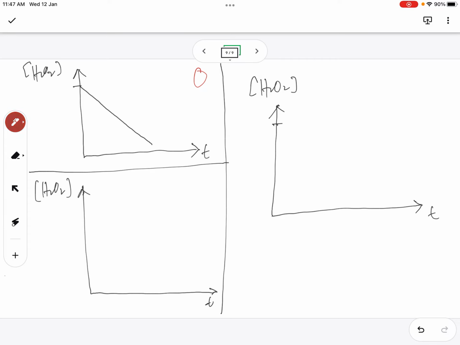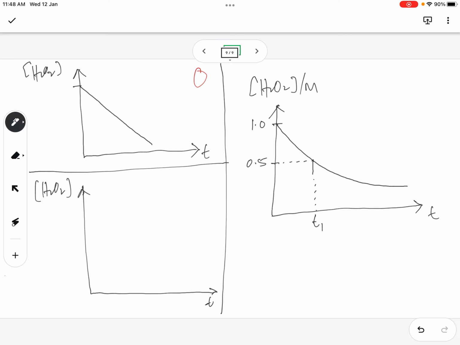But let's say you get a curve, a curve like that. What you need to do is, for example, this is 1.0 molar. Half of 1.0 is 0.5. So we go here, dot, dot, dot, dot, dot. Then go down, dot, dot, dot, dot, dot. This is T1, time 1.